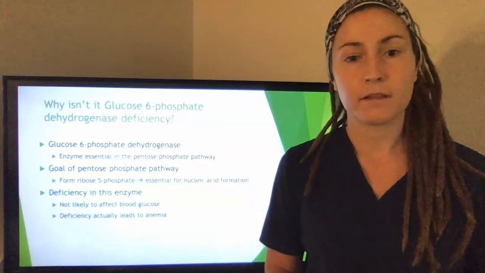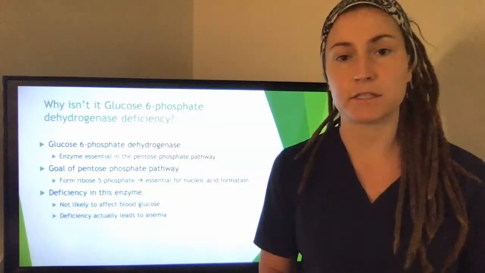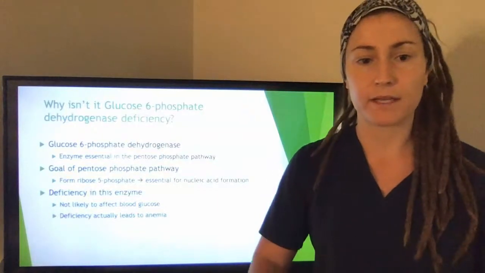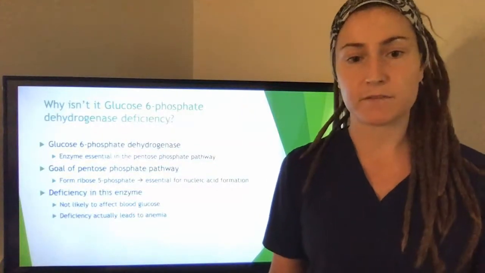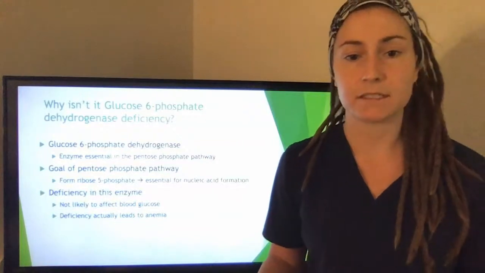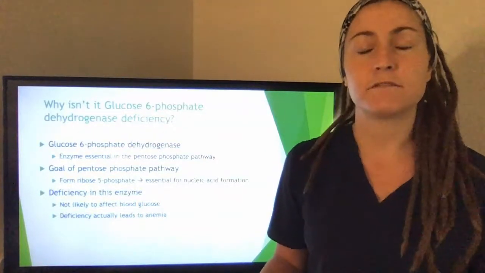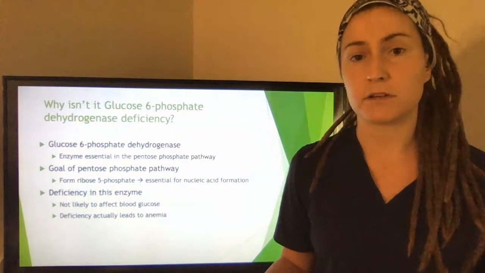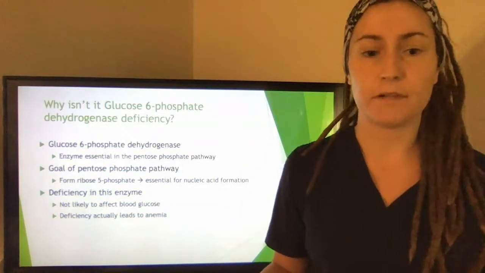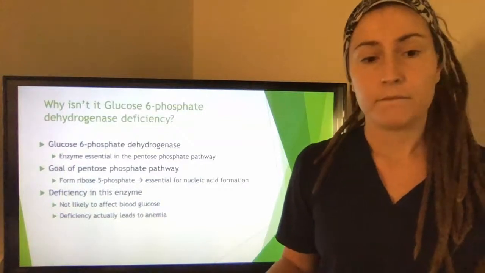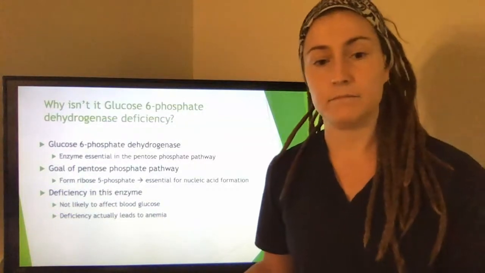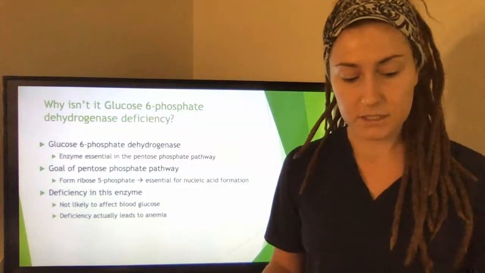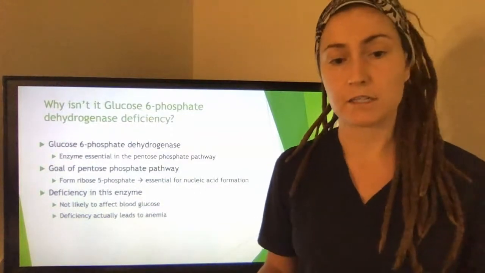So why isn't it glucose-6-phosphate dehydrogenase deficiency? Well, this enzyme is essential in the pentose phosphate pathway, and the goal of the pentose phosphate pathway is to form ribose phosphate essential for nucleic acid formation. So deficiency in this enzyme is not likely to lead to symptoms that our baby is struggling with, or specifically hypoglycemia, and this enzyme deficiency actually leads to anemia according to the Genetics Home Reference.